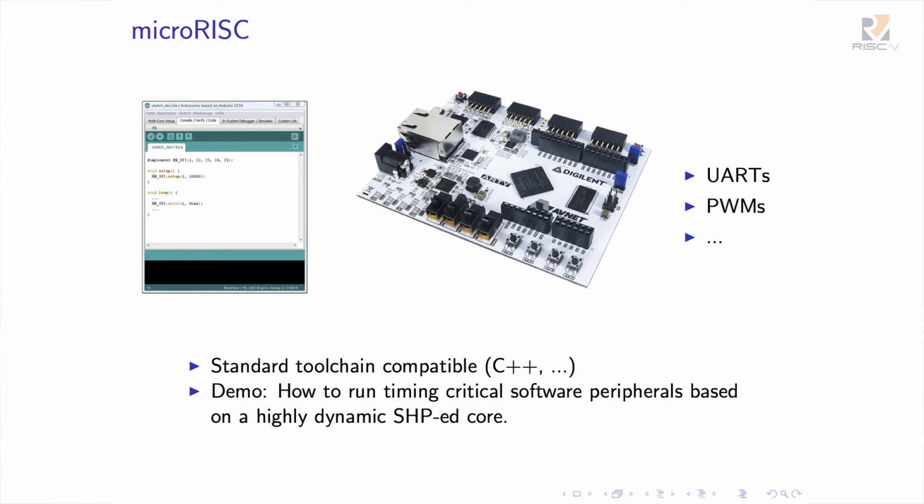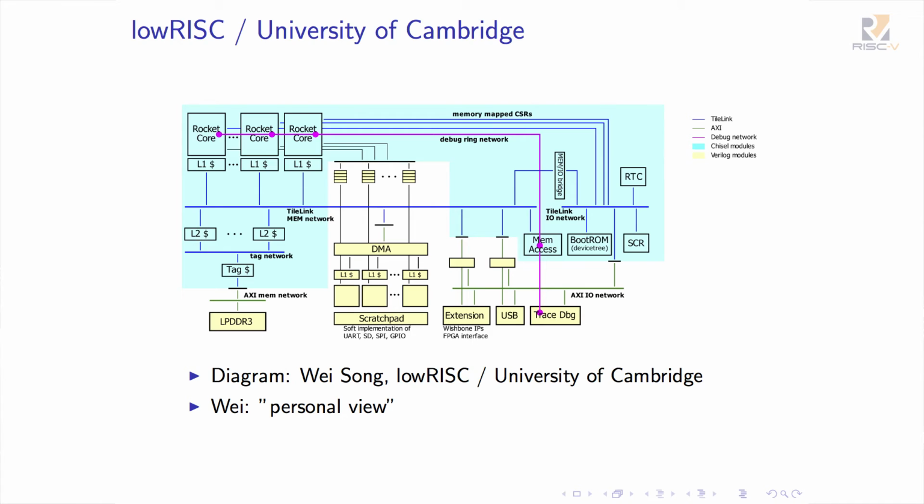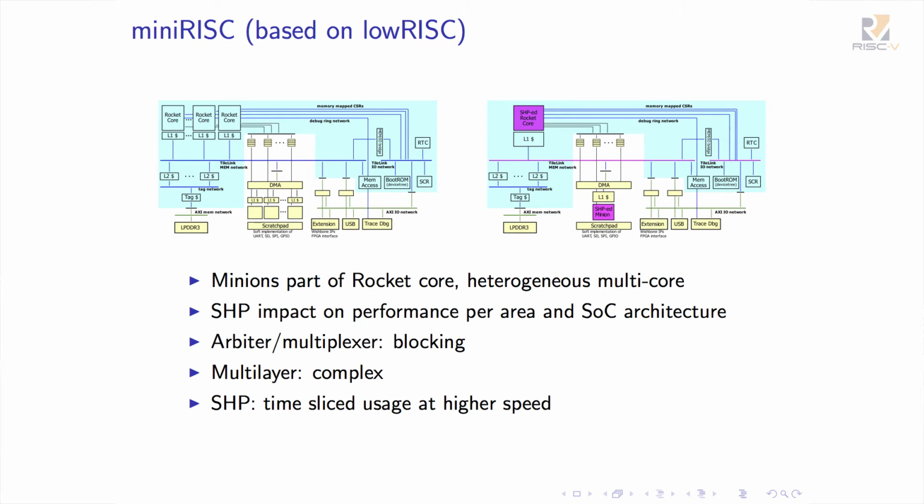So this demo is not about Arduino. This demo is how to run timing-critical software peripherals based on a highly dynamic system hyperpipeline core. So I want to show the responsiveness of this multi-threading approach. The next project is based on the LowRISC, and Wei was so kind to send me his slides, so I don't need to redraw that. It's his personal view. Okay, everybody knows the LowRISC Project. Thanks again, Wei. And I have it working on the unleashed version, but I kind of over-engineered it.